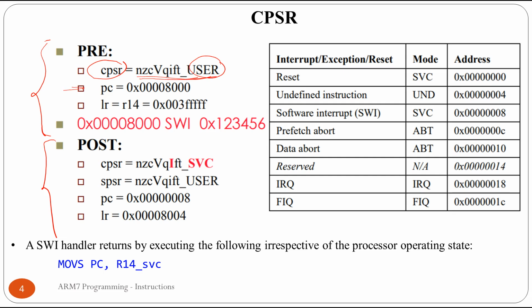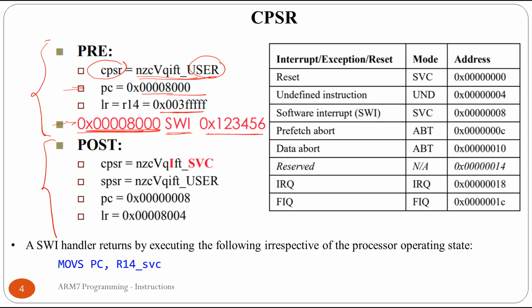Our program counter has this location, 0x00008000, and our link register, or R14, has this particular address. Now at this location, 0x00008000, we are calling the software interrupt instruction. SWI is nothing but the software interrupt instruction, and next to this instruction we mention one number, which is the software interrupt instruction number.